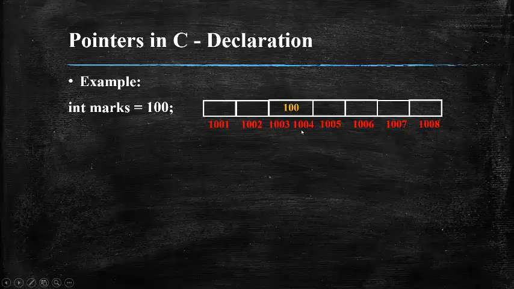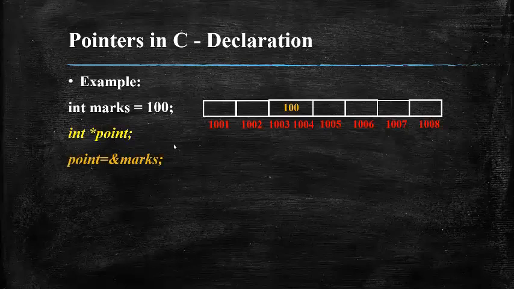Now in the next statement, I am trying to declare a pointer variable. The name of my pointer variable is point. The data type of the pointer variable is integer, which means point is a pointer variable that will hold the address of another variable which is of integer data type. I think the next statement will be pretty clear for you.